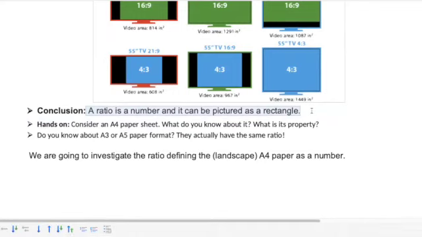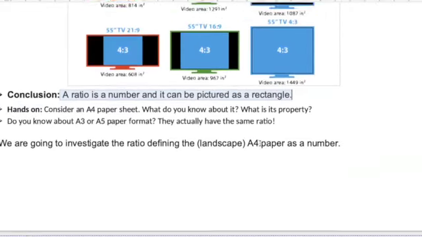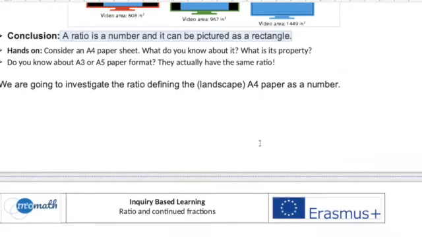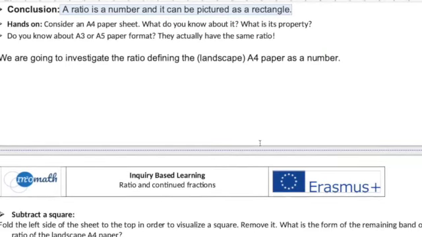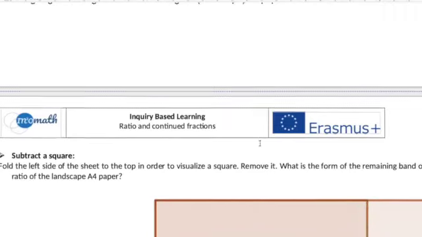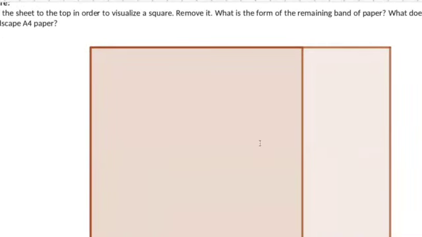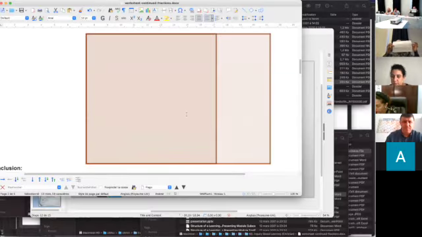Okay, so the conclusion of the introduction was that the ratio is a number and it can be pictured as a rectangle. So the A4, to notice that A3, A5, A4 have the same ratio. And so we're going to investigate this landscape A4. And so here comes the first step of continued fractions. When you look at a number as a rectangle, this rectangle is either elongated or a square or narrow. Here you can see that it's elongated.